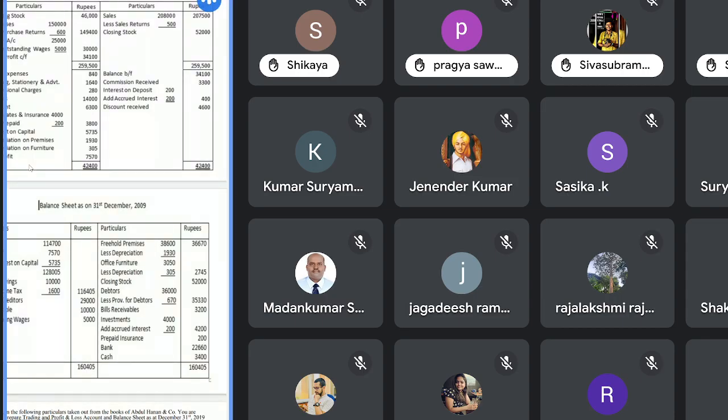So depreciation on freehold premises we have shown on the debit side of the profit and loss account, 1,930. That is 5% on your asset. You have to deduct it from the respective asset and show the net value on the asset side. Similarly, office furniture 3,050 less 10% depreciation. We have shown it on the debit side of the profit and loss account, and you have to deduct it and write the net amount in the outer column.